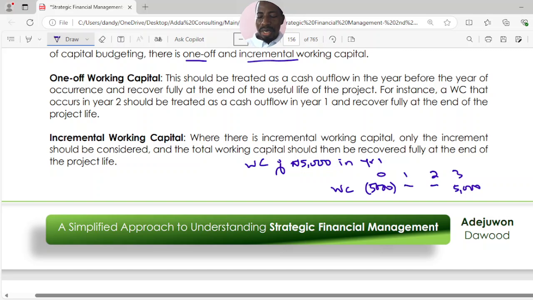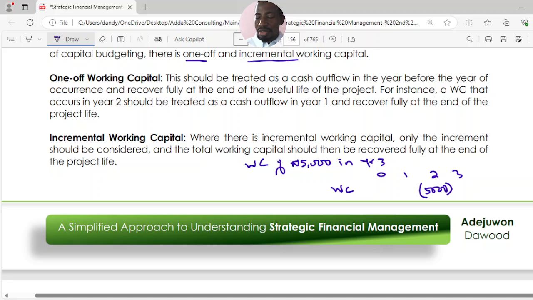Say, for example, you are told that this 5,000 working capital will occur at the end of the useful life of the project, that is year 3. It will occur at the end of year 3. How am I going to treat this? In this case, I would then say, since this working capital occurs in year 3, the year before year 3 is year 2. So the rule says it should be treated as cash outflow in the year before the year of occurrence and recovered fully at the end of the useful life.